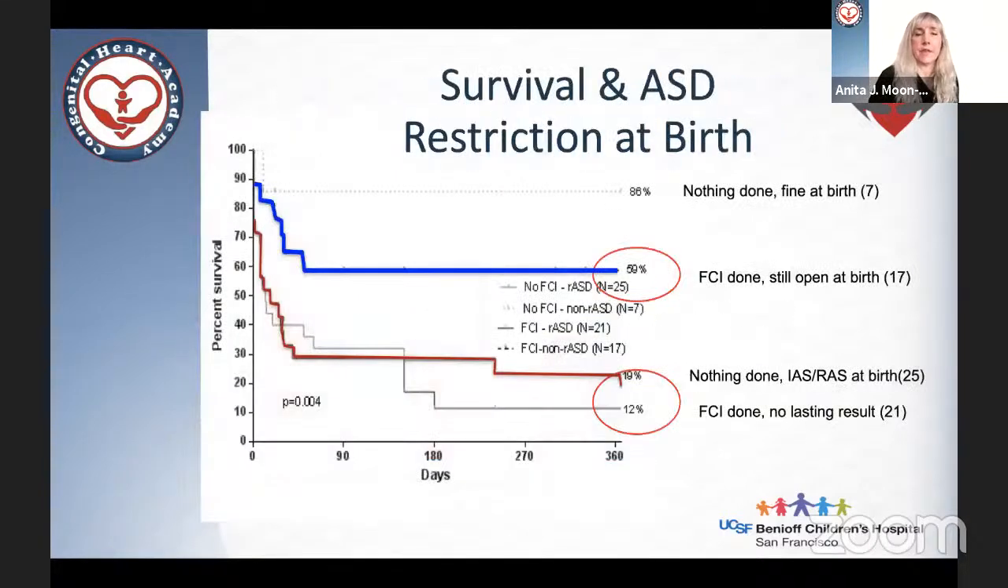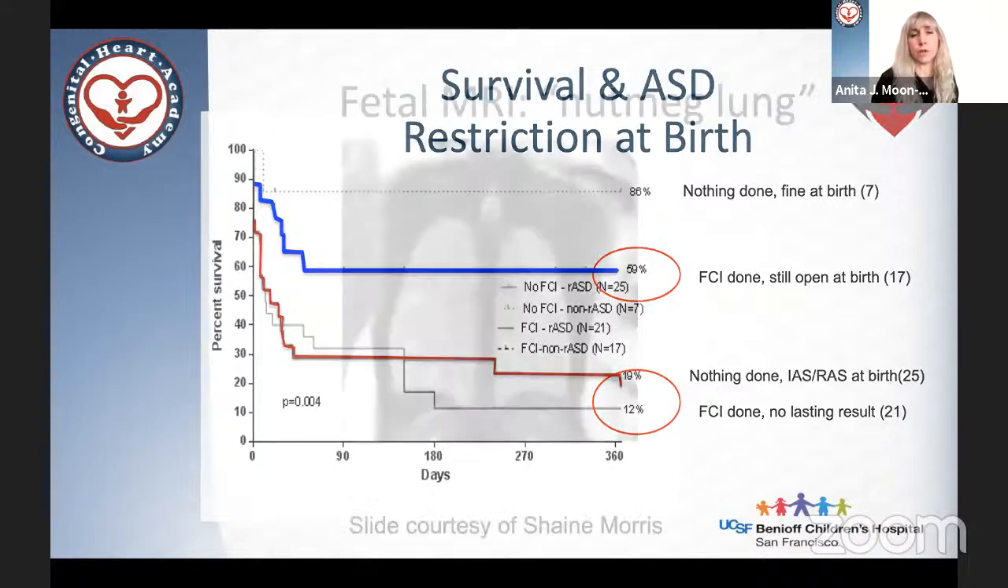I'm going to skip that to go to the longer term outcomes, which were a little bit more disappointing, although there does seem to be a difference in patients who had a cardiac intervention done and the atrial septum or stent still open at birth. Looks like about a 60% survival at 3 years, and only 20% survival in the patients who had nothing done or had the stent occluded at the time of birth. This wasn't statistically significant because of small numbers, but did seem to be somewhat promising.